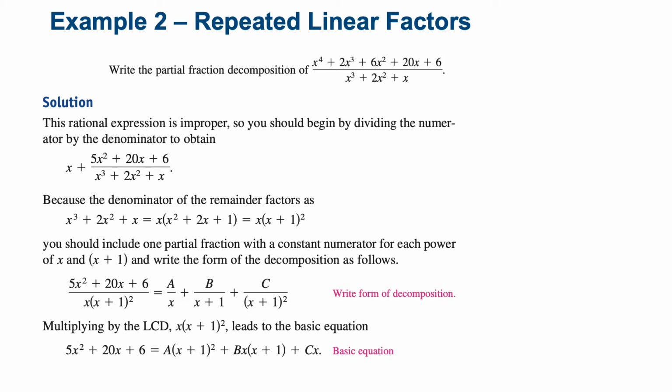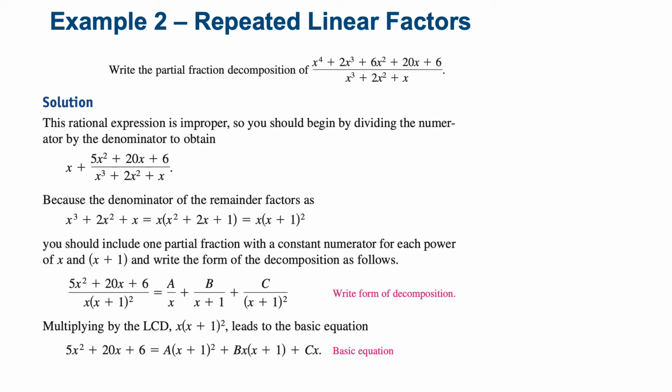So we can rewrite this remainder as A over x, that's one of the factors, B over x plus 1, because you have x plus 1, so that's one of the terms. You need to write it from power 1 to m, whatever multiplicity it is. So then you would do plus C over (x plus 1) squared. So this is the general form of the decomposition.